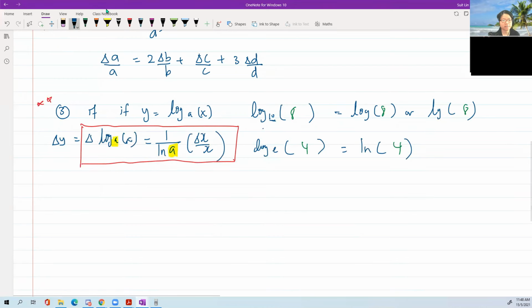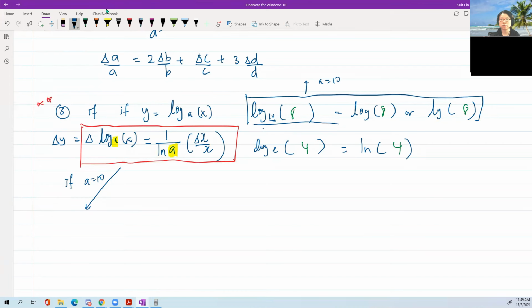So let's look at the first case. If A is equal to 10, because this whole line here, A is equal to 10, then your uncertainty of log X, because 10 becomes log X, will be equal to 1 over ln 10 times uncertainty in X over X. This log question came up before.